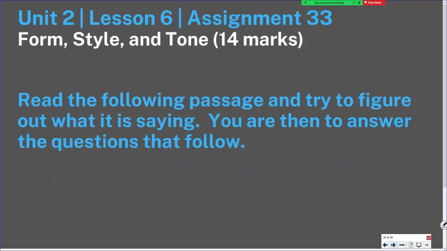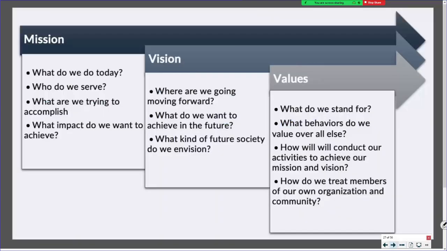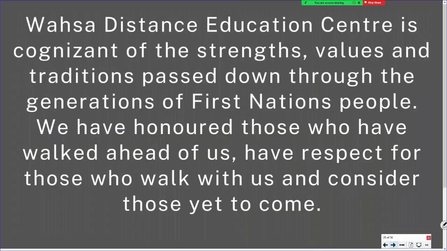Okay, so yesterday we looked at assignment 33, which is form, style, and tone, and you are asked to read a passage and try to figure out what it's saying. And then you're answering questions that follow. And the passage we looked at was a passage about Wausau Distance Education Center.